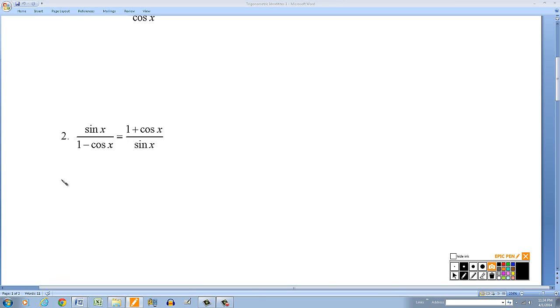Okay, so I'll go ahead and write it out this time. I'll say it's sine of x over 1 minus cosine of x. So I want to show that this is the same thing as this. Okay, so here's what I'm going to do. Well, I look at the numerator on the right side and I notice that it has a 1 plus cosine of x. So I have to have a 1 plus cosine of x up there. So all I'm going to do is this.